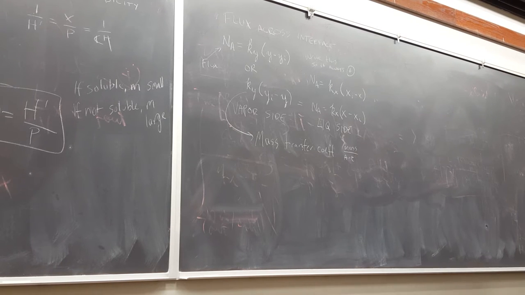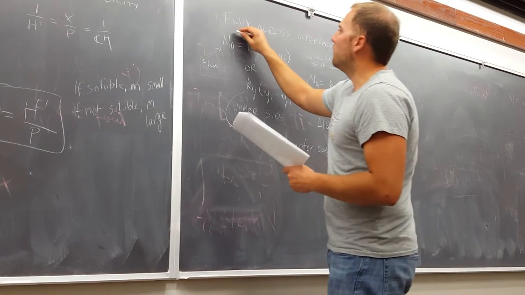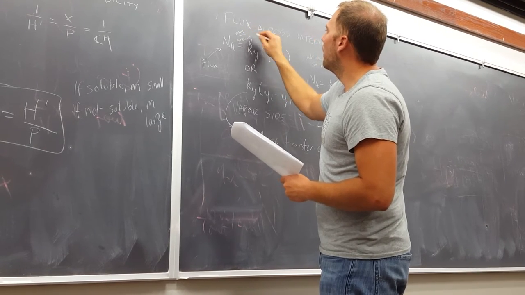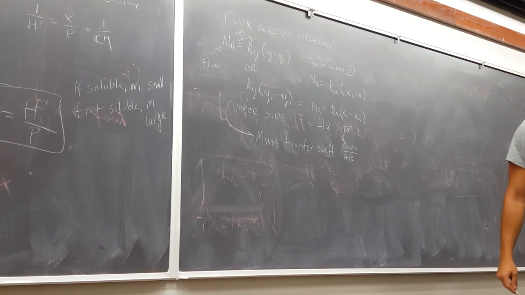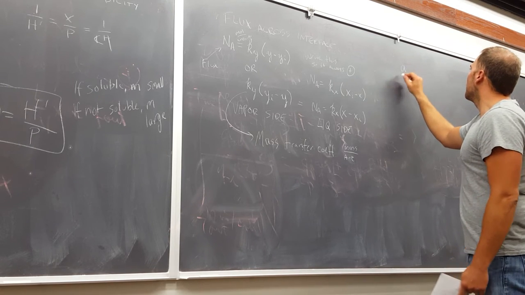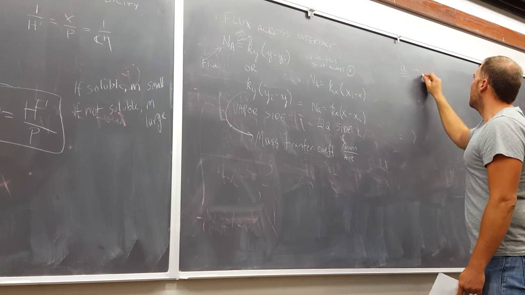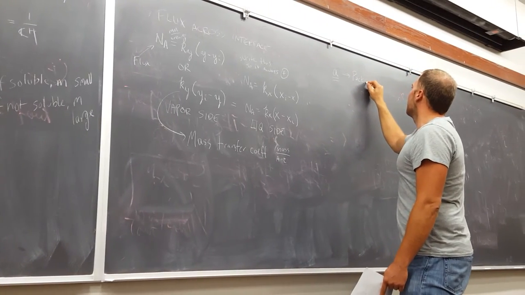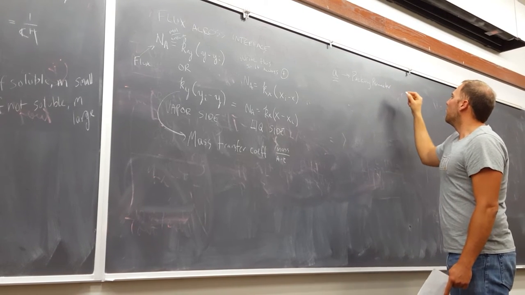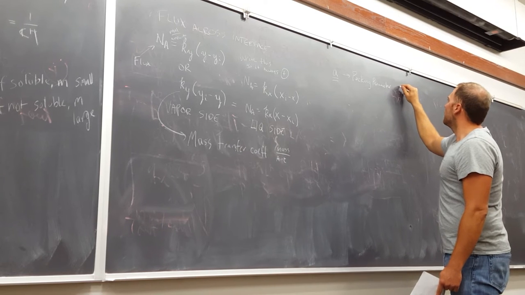Okay, so we don't really care about the flux, we care about the rate. So we need to convert the flux, which is moles per area per time, into something that's just moles per time. So we define another parameter called little a, a packing parameter, which is the surface area to volume ratio of the pellets.